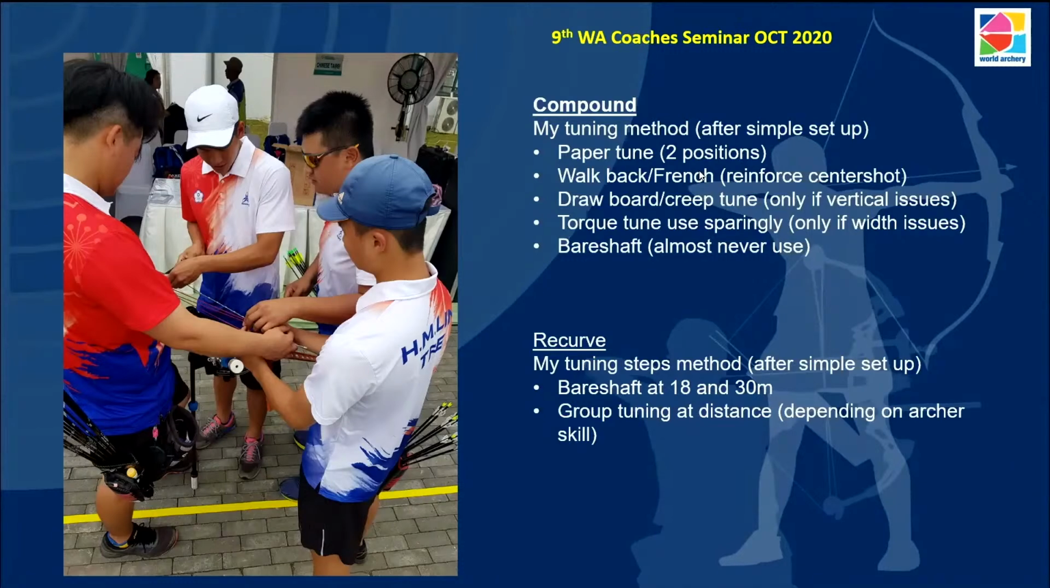And in fact, that's exactly how I'll tune my bow with the recurve, which is after my simple setup, bare shafting at 18 meters, moving back to 30 meters. Very rarely will I do it further than that. And I'll use the actual group at 70 meters if I'm shooting with a recurve archer to determine some of the smaller adjustments, more personalized adjustments as we move along.